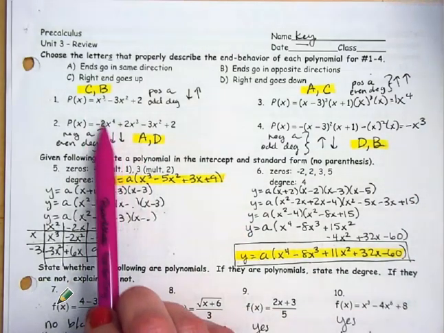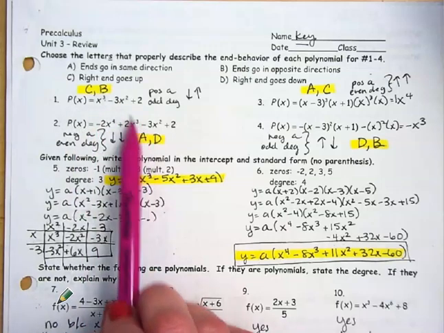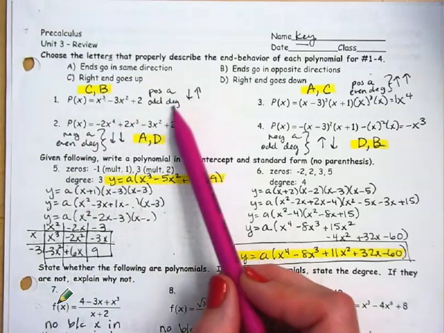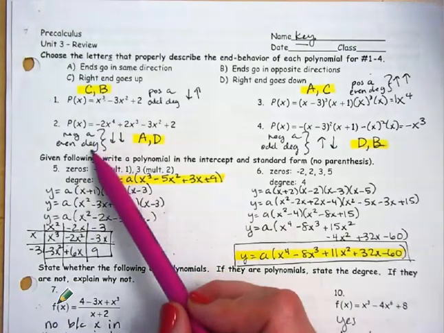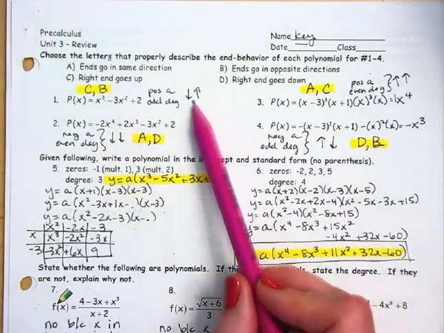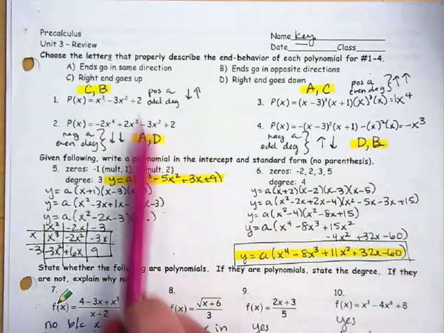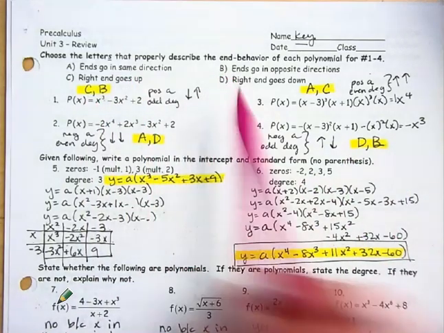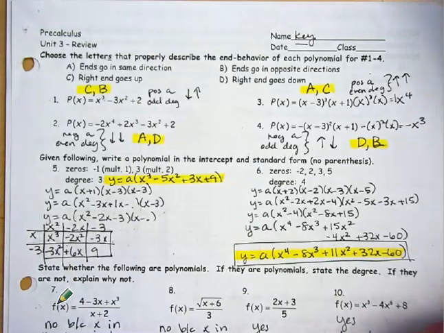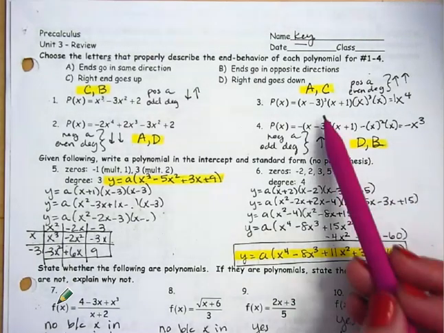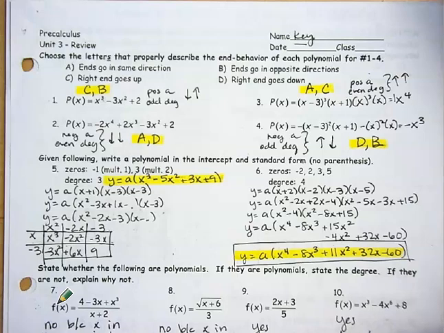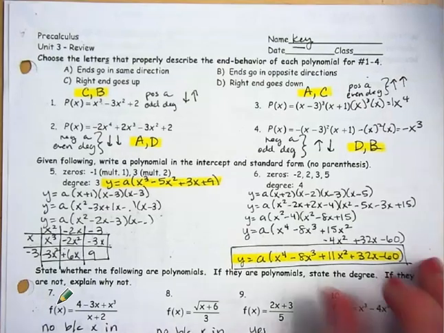And these two problems right here, 1 and 2, are in standard form. I've made little notes about the degree and the a value and which way that means for their ends, and then I've identified by letter which of these things apply to those problems. The trickier part on 3 and 4 is that they're not already in standard form.